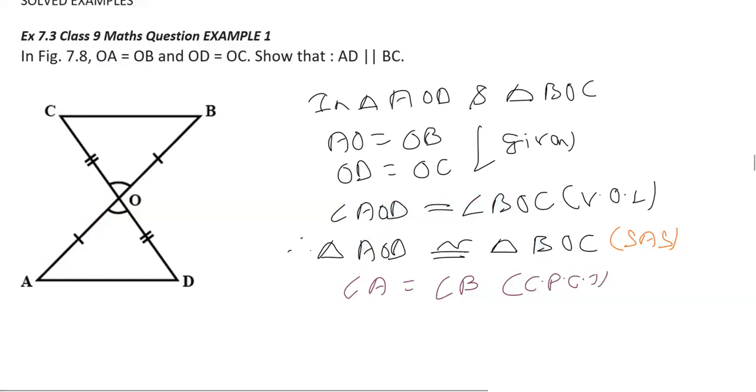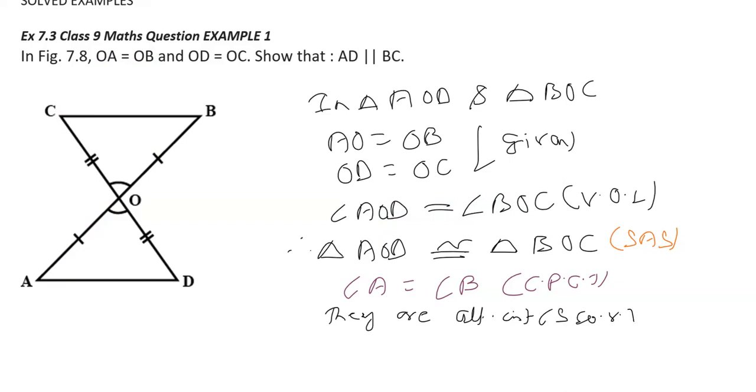And then you'll write that, since they are alternate interior angles with respect to AD and BC, we can write therefore that AD is parallel to BC, and that's how it is proved.